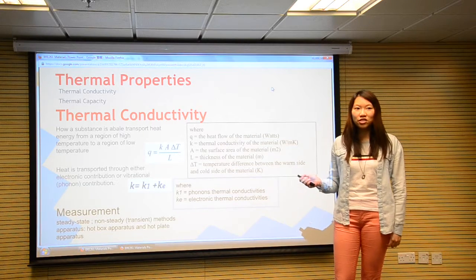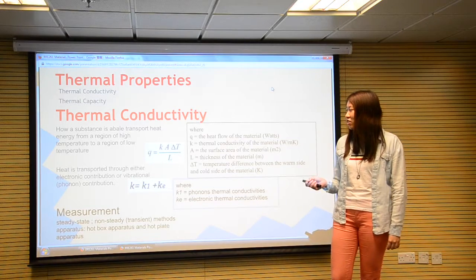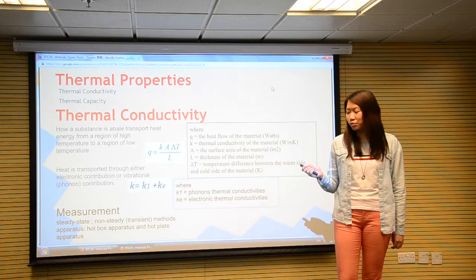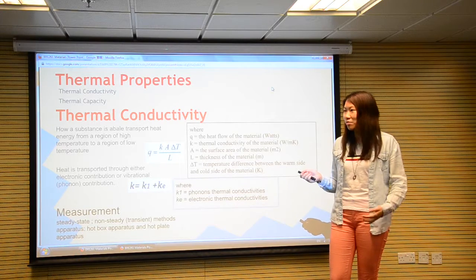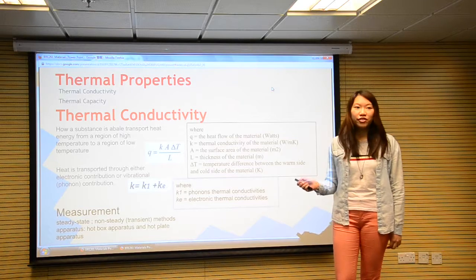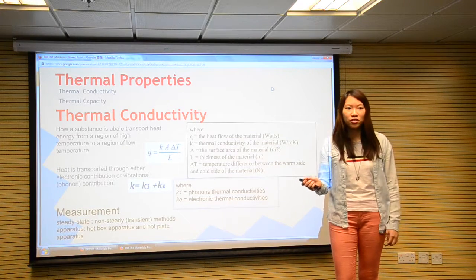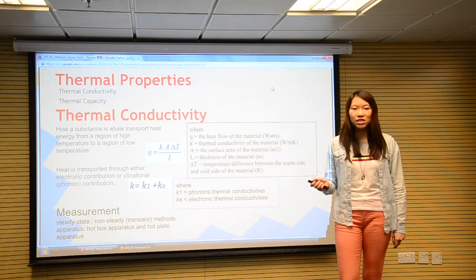And alternatively, it also means heat is transported through either electronic contribution or vibrational contribution. And from this perspective, it can be calculated by this equation. And there are a few measurements for calculating the thermal conductivity of building materials. There are steady state or non-steady state methods.